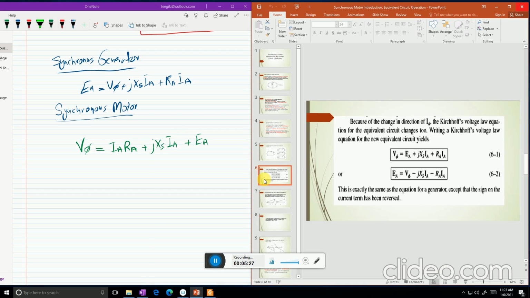And at the end, EA is equal to V phase minus jXs IA minus RA IA. So now these two equations resemble each other, just the signs are different, and this sign shows that the direction of the current is reversed in these two circuits.